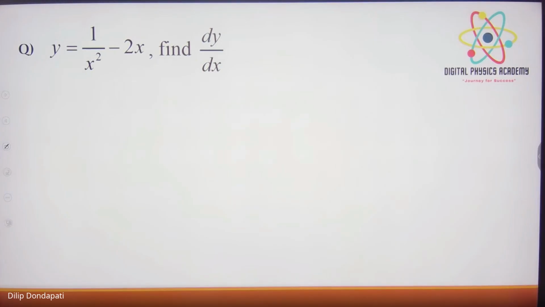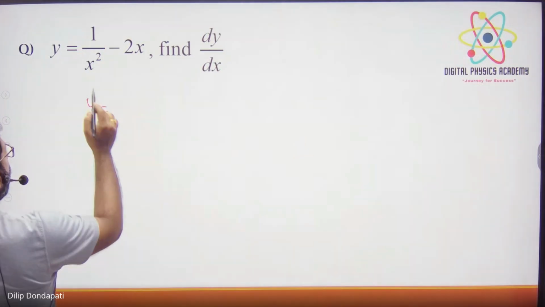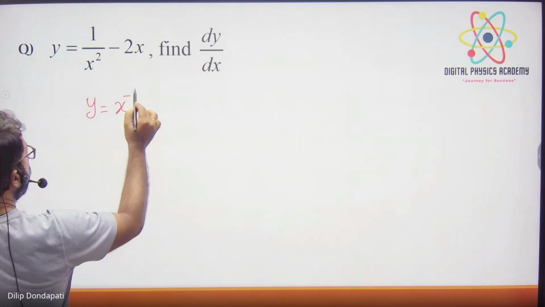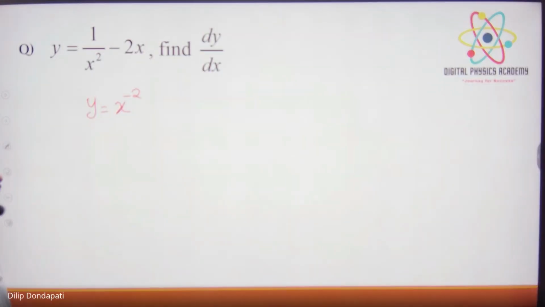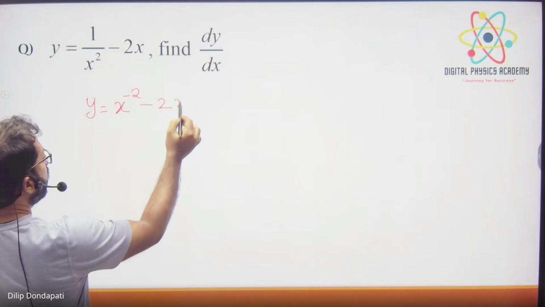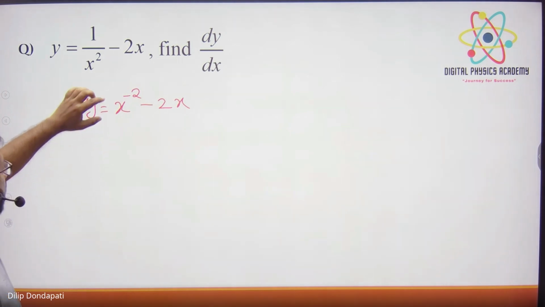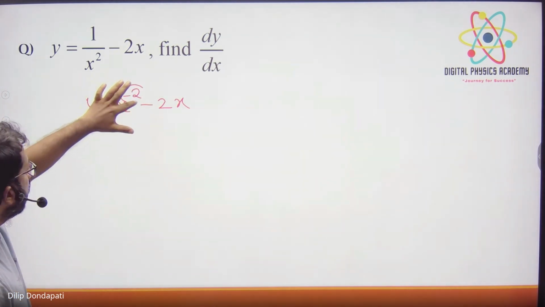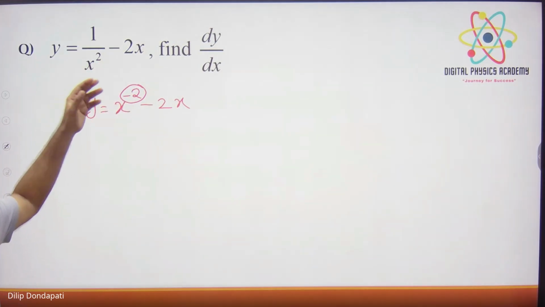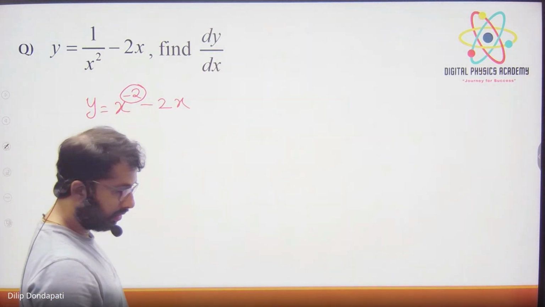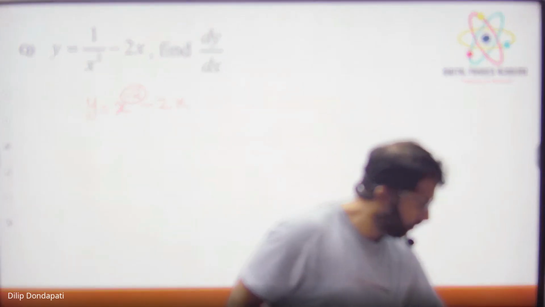y is equal to 1 by x square minus 2x, dy by dx. See, y is equal to 1 by x square. If we bring it up, I can write it like this: x power minus 2. Same, right? x power minus 2 minus 2x. Now differentiate. Here, n is what? -2. Whatever the power is, that is called n.